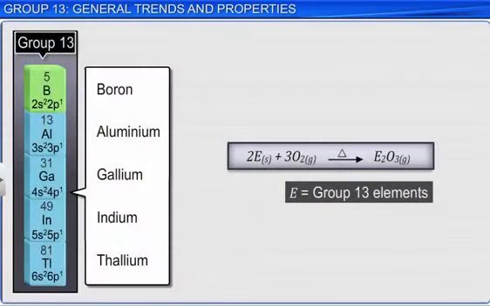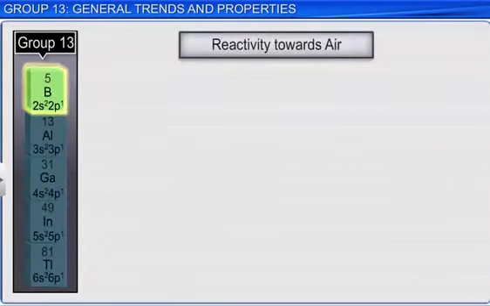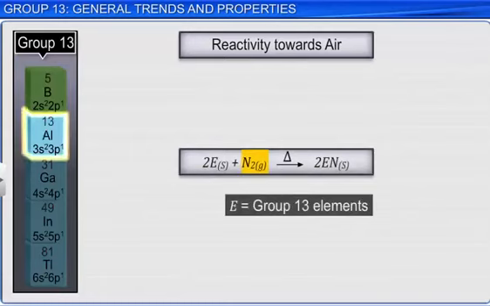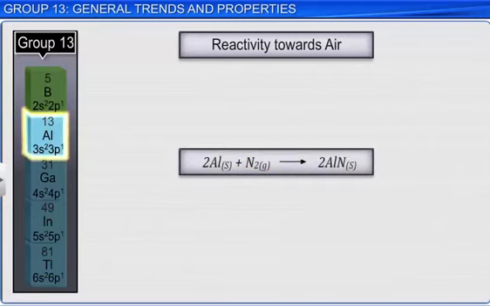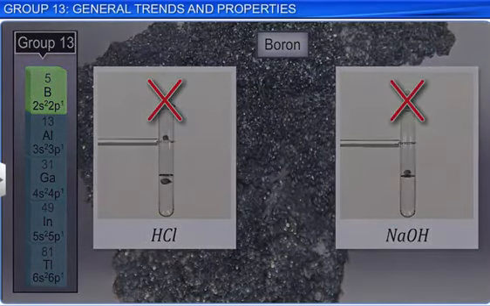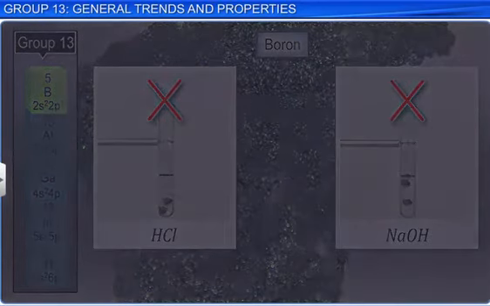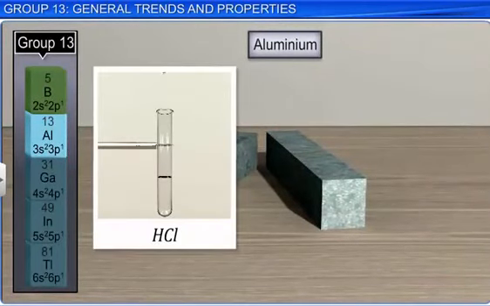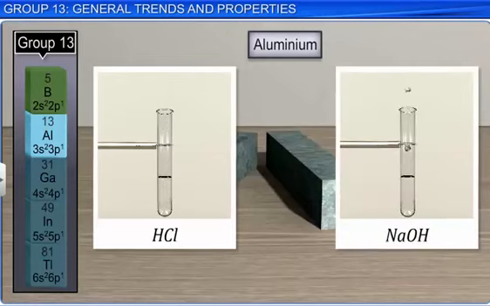The group 13 elements form oxides when heated in air. For example, the reaction of amorphous boron and oxygen is shown here. When heated in nitrogen, the group 13 elements form nitrides. The synthesis of aluminium nitride is given here. Boron does not react with acids or bases. Aluminium is amphoteric. It dissolves in mineral acids, such as HCl, and it dissolves in aqueous alkali solutions.